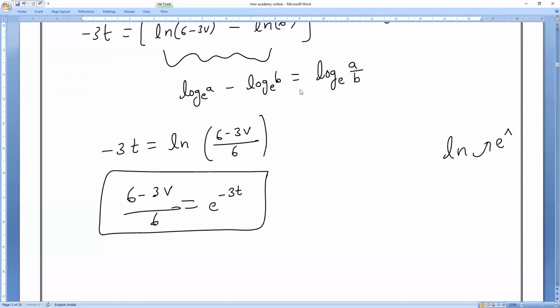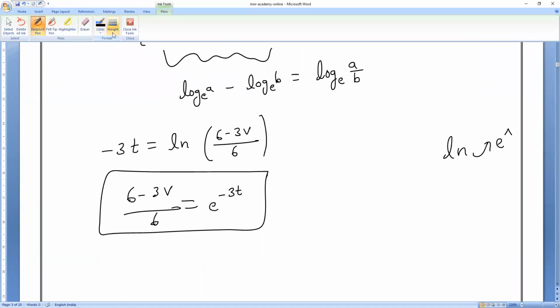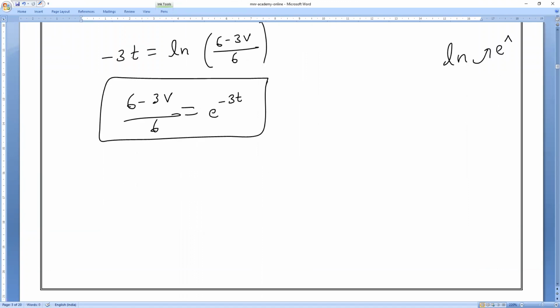Clear? That's what I said, we have to be very careful, and of course the days will be like this only. We have to solve very carefully. Now I will take the LCM: 6 by 6 minus 3v by 6 is equal to e power minus 3t. It will turn into 1 minus 1 by 2 v, which is 1 minus v by 2 is equal to e power minus 3t.